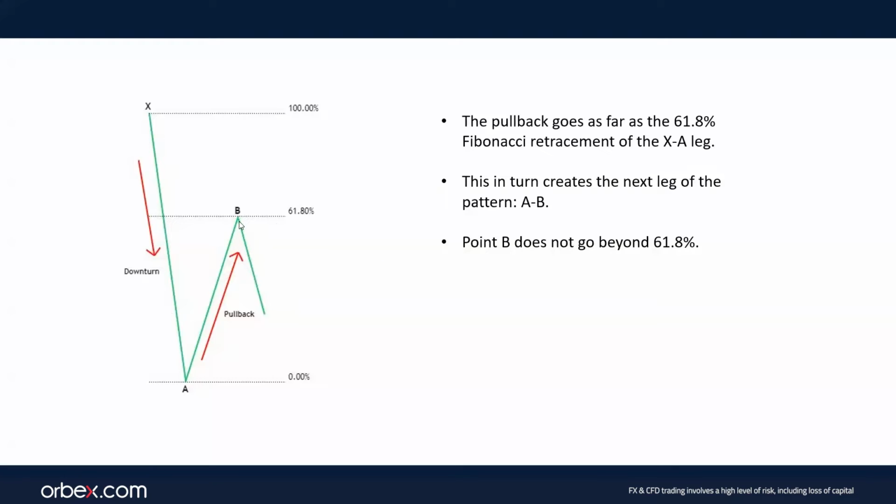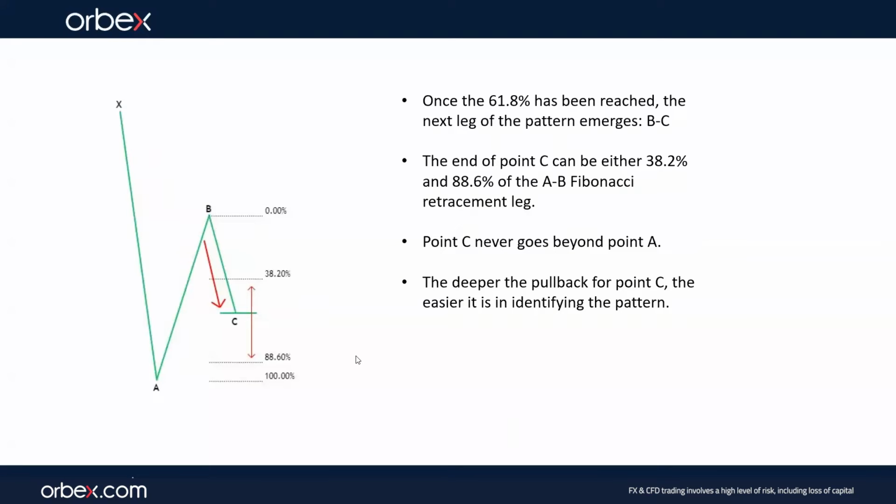So X to A, we've got the pullback now from A to B. Now the next leg is going to be from B to C. Once the 61.8% has been reached, the next leg of the pattern is B to C. The end of point C can be between 38.2% and 88.6% of the AB Fibonacci retracement leg. So what does that mean? Basically now we are retracing this leg. So forget X to A now. I'm going to go from A to B, and put a Fibonacci retracement at 100% from A and pull it up to 0% at B. Now we've got a few levels because, based on what pattern it is, this being the Gartley, we are going between 38.2 and 88.6.